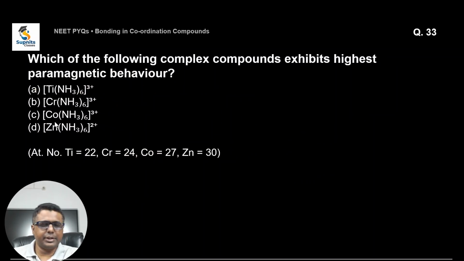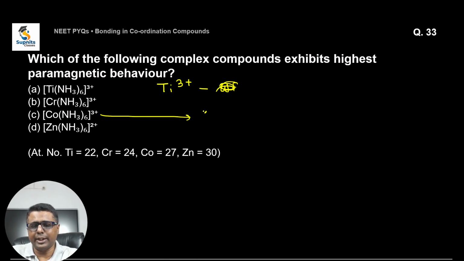Now coming to this one, question 33. So how am I going to solve this one? Let us start. This is first Ti3 plus, weak field ligand. Everywhere there is weak field, except you need to consider this cobalt as strong field ligand. Otherwise it is weak field.